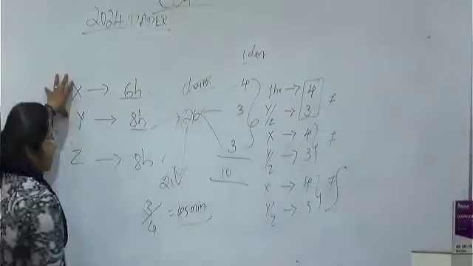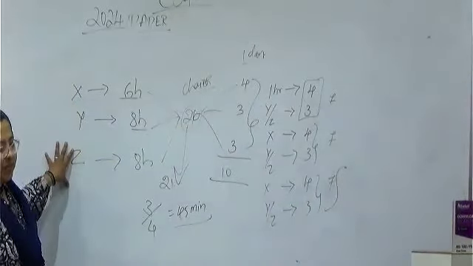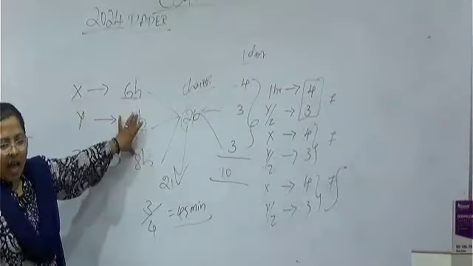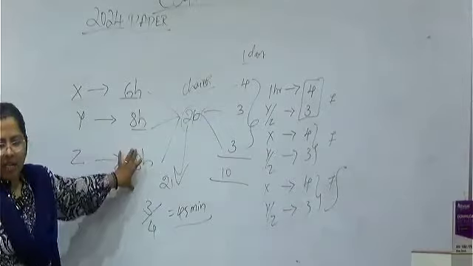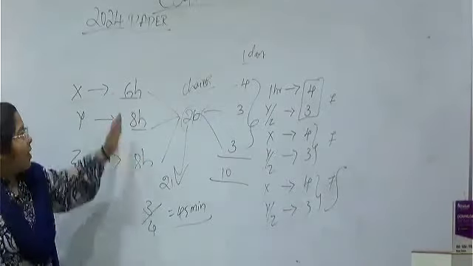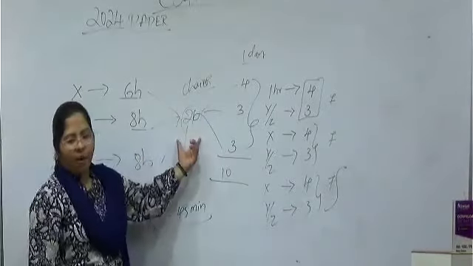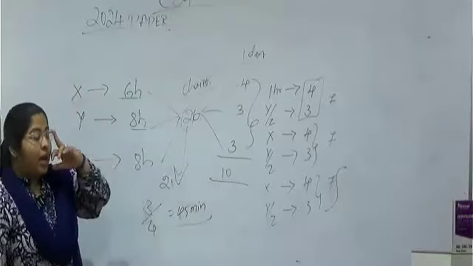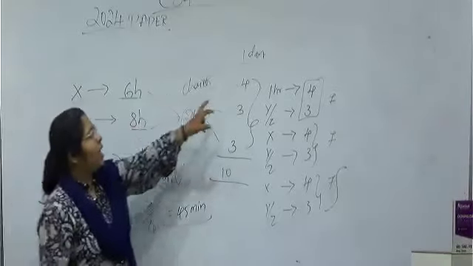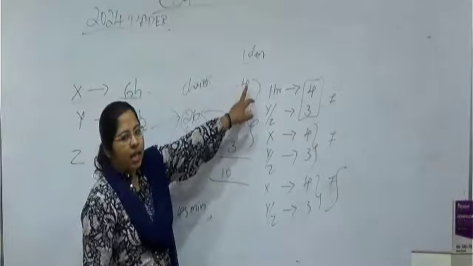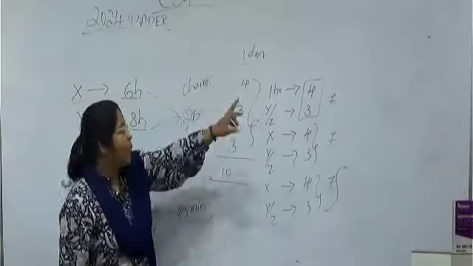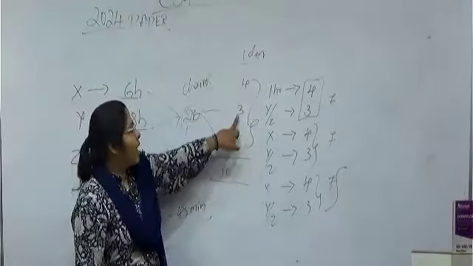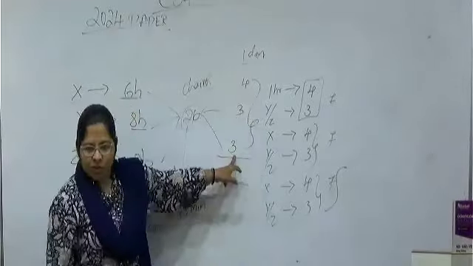There is X, there is Y, there is Z. X can work for 6 hours, Y can work for 8 hours, Z can work for 8 hours. This is their capacity. Then you need to take the LCM of it. Think that they need to manufacture 24 chairs. Each one works at their own efficiency, in 1 hour or in a day, whatever it is. Here we are considering 1 hour. In 1 hour, 4 chairs. In 1 hour, 3 chairs. In 1 hour, 3 chairs.